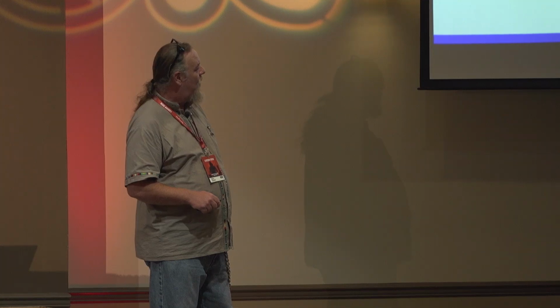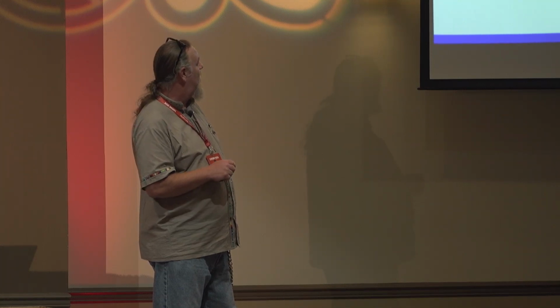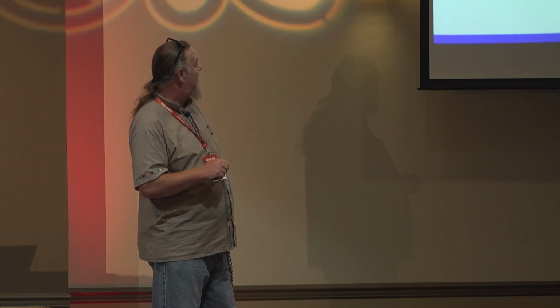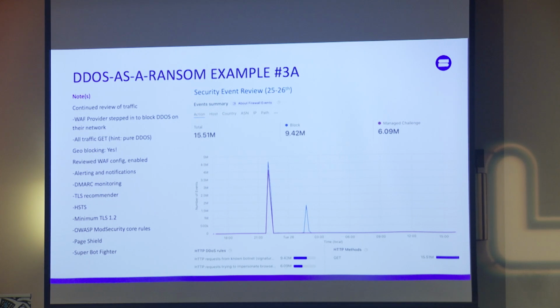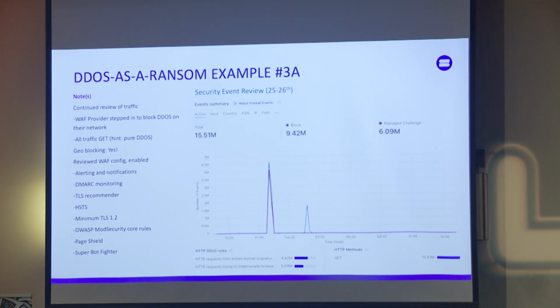But what I worried about is their WAF config. So we helped them turn on all these things that we know from OWASP we should be doing. HSTS, your security headers, page shield, bot fighters, TLS recommenders, all minimum TLS versions, right? So a lot of things you should be looking at to do.